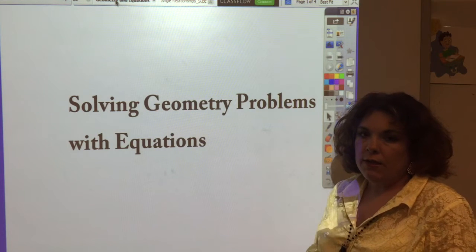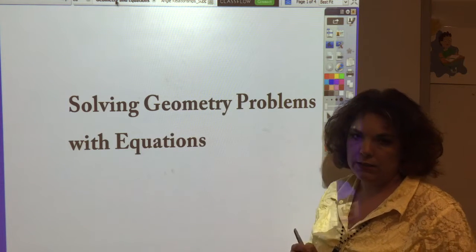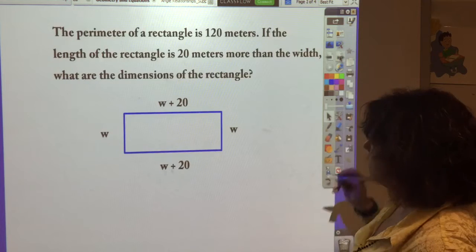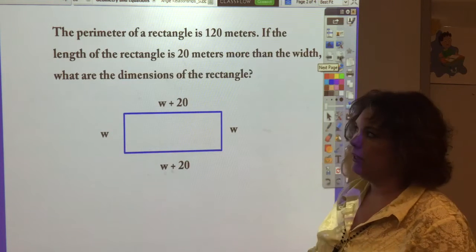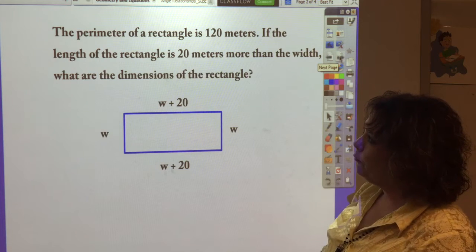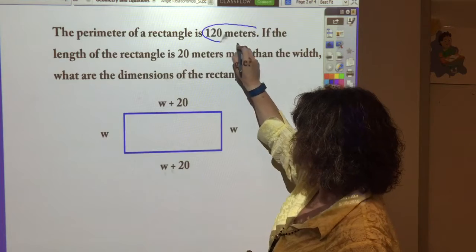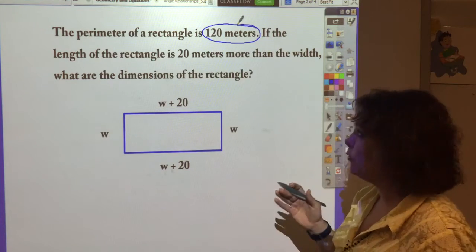This video is on solving geometry problems that have variables and using equations to do that. It would be a situation like this. It would maybe be a word problem, maybe a picture. It says the perimeter of a rectangle is 120 meters. Okay, so that is important to know. That means that's what we're going to set it equal to.